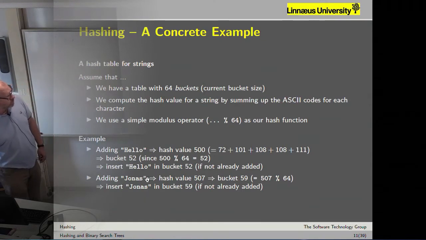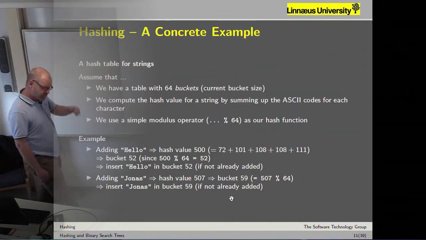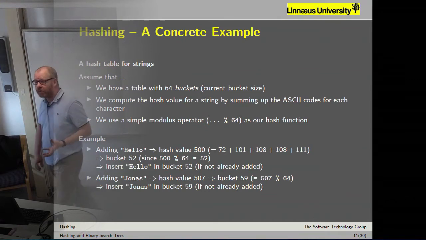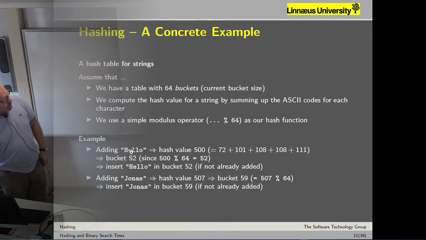Adding Jonas, hash value 507, it will be bucket 59. Insert Jonas in bucket 59 if not already added. For each string I'm adding, we will do 3 computations. Compute hash value, compute bucket, and traverse the list.